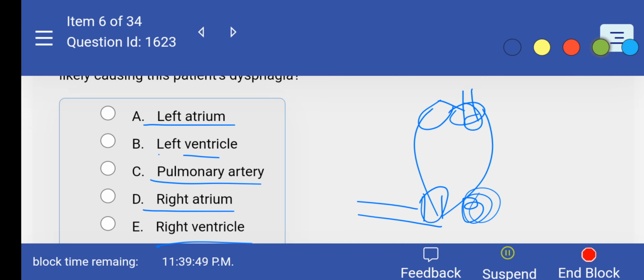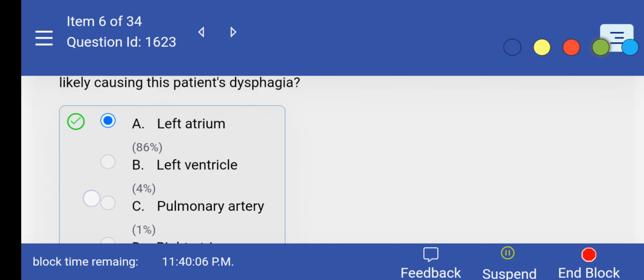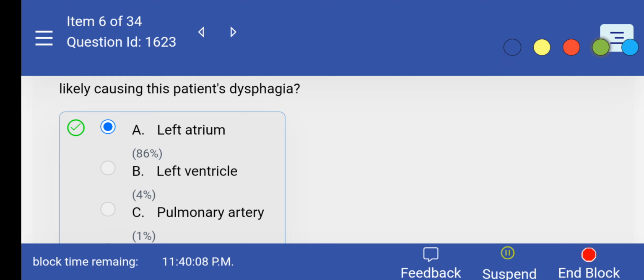Now these are two scenarios which would come in the upcoming MCQs. We will talk about that. So the correct answer over here is option A. Okay, let us see the explanation.